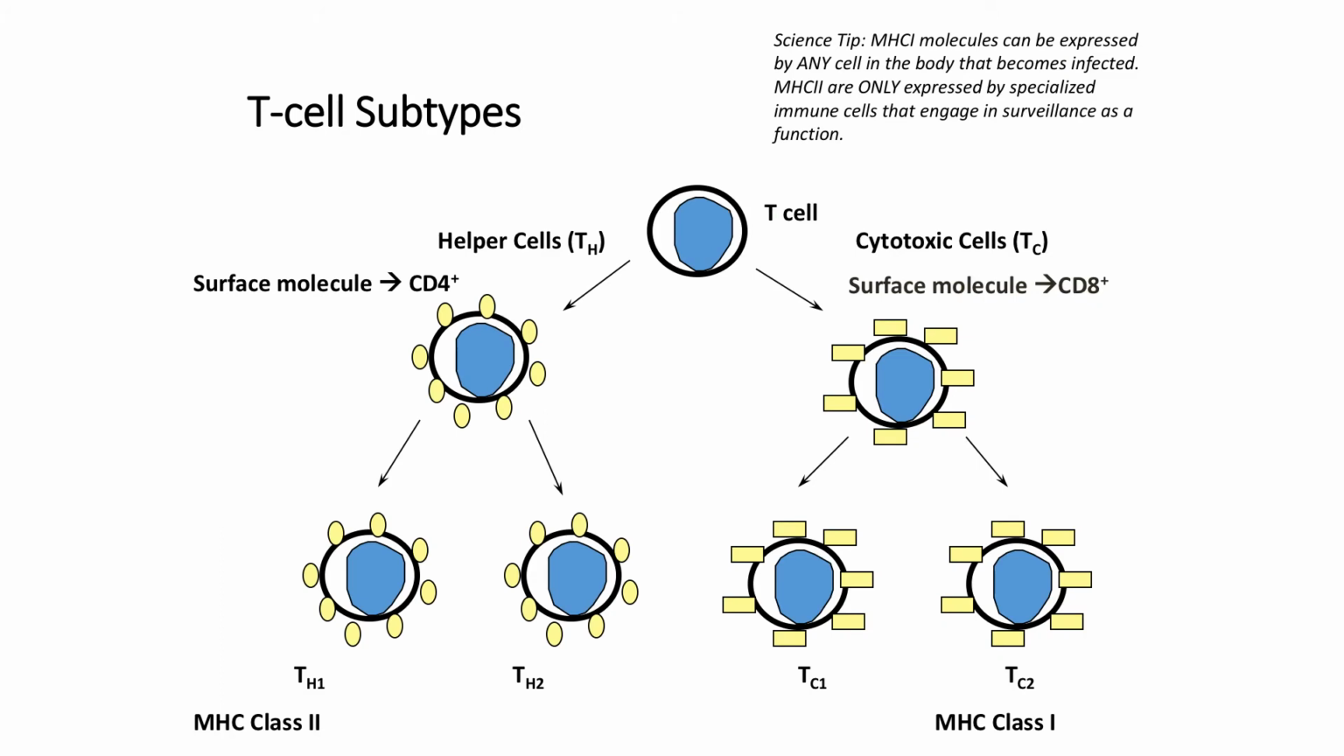There are two types of T cells, and they also have pretty straightforward names. The first cell is referred to as a T helper cell, and we refer to those as helper cells because they help start the immune response.